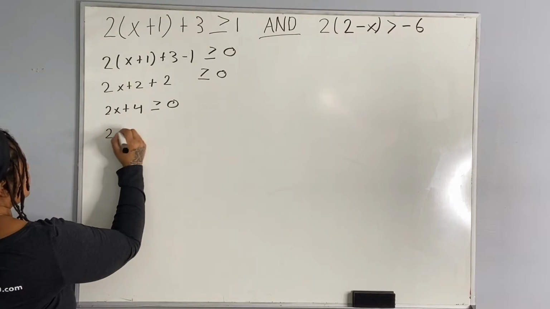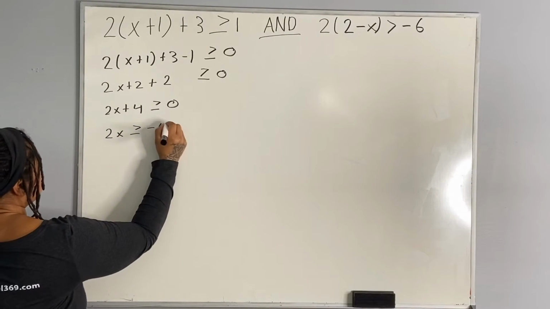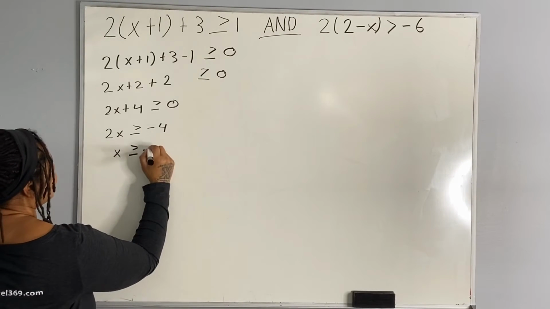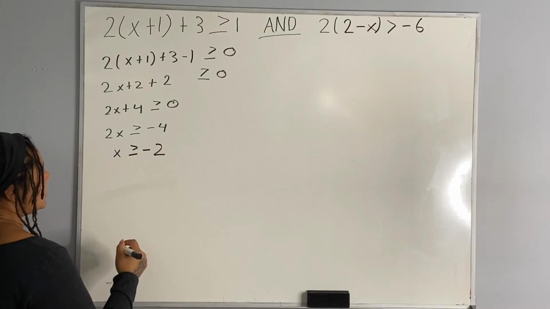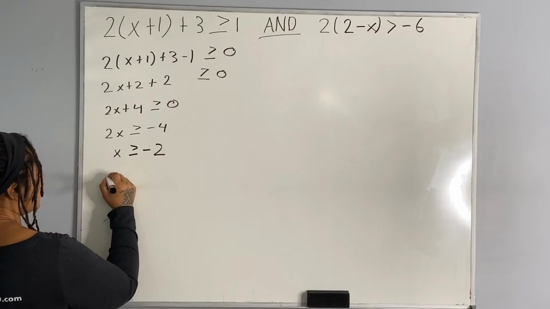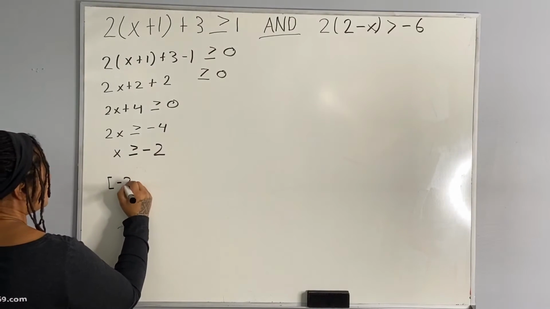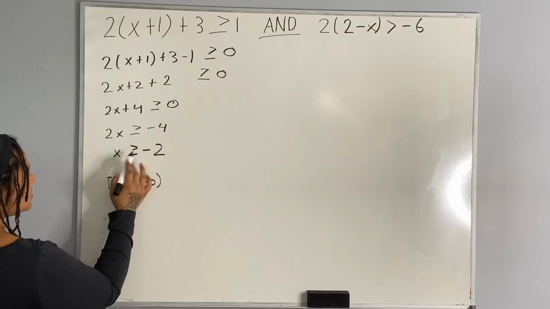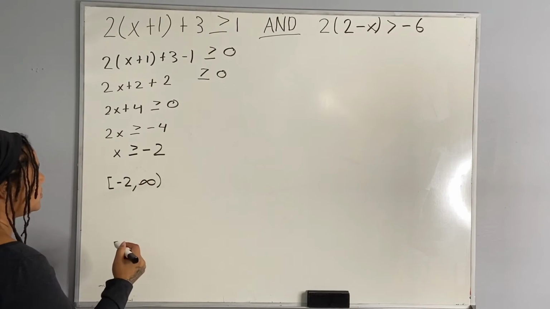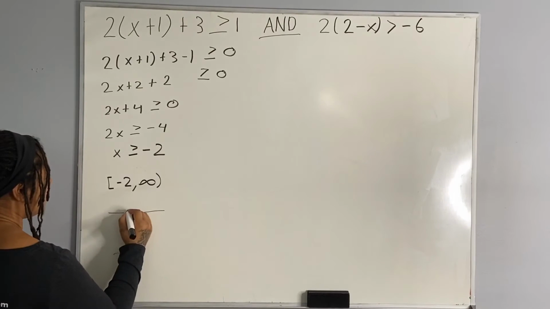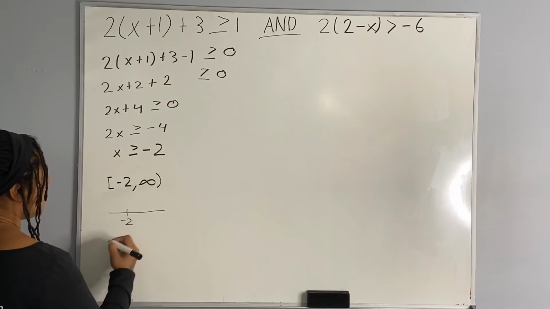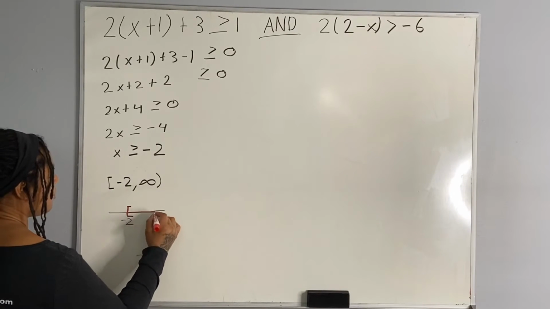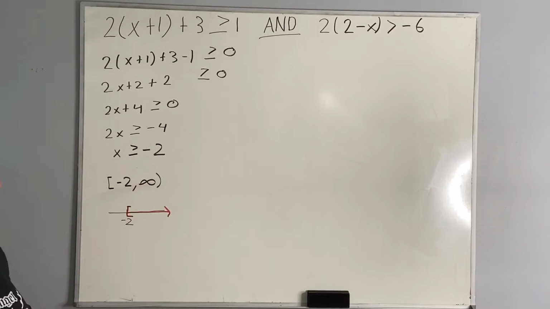So we're going to say 2x is greater than or equal to negative 4. Then we're going to divide both sides by 2. So we get x is greater than or equal to negative 2. And if I were to put that in interval notation, I will say negative 2 to infinity. And I would put a bracket because we are including the negative 2. And if I were to graph that, I would put a negative 2 on the number line and then use a bracket and draw it all the way to positive infinity.